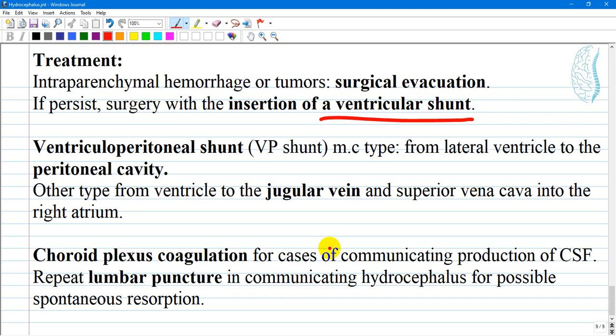Choroid plexus coagulation can be used for cases of overproduction of cerebrospinal fluid, or repeated lumbar punctures can be done in cases of communicating hydrocephalus if it's considered that spontaneous resorption is likely to occur.